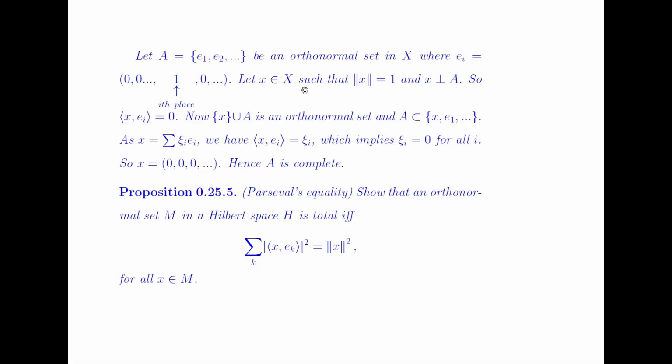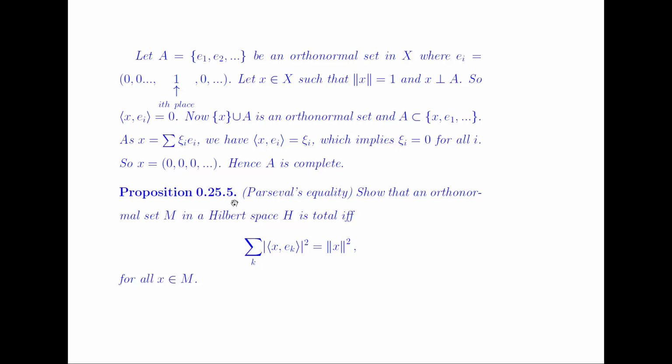Let x belong to X such that the norm of x is equal to 1 and x is perpendicular to A. So the inner product of x comma e_i is equal to 0. Now the set {x} union A is an orthonormal set and A is a subset of this collection x, e_1, e_2, and so on. So we can say that x can be written as a summation of xi_i e_i. So we have the inner product of x comma e_i equal to xi_i, which implies that xi_i is equal to 0 for all i. So we can say that x is equal to (0, 0, 0, and so on), having all zero elements. So hence A is incomplete.